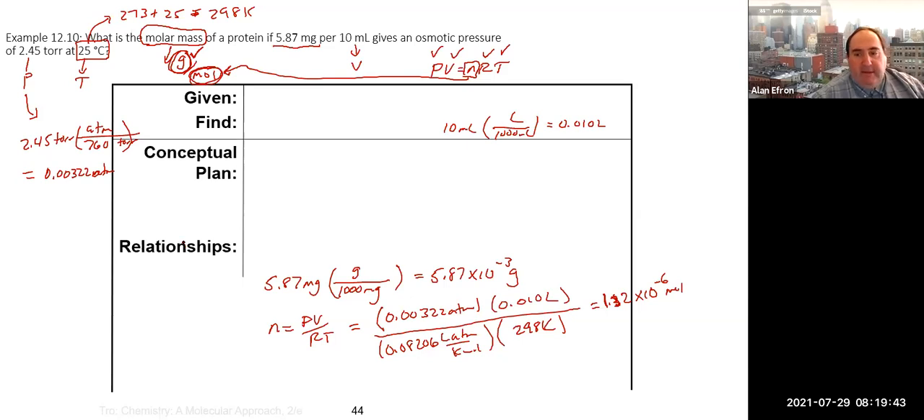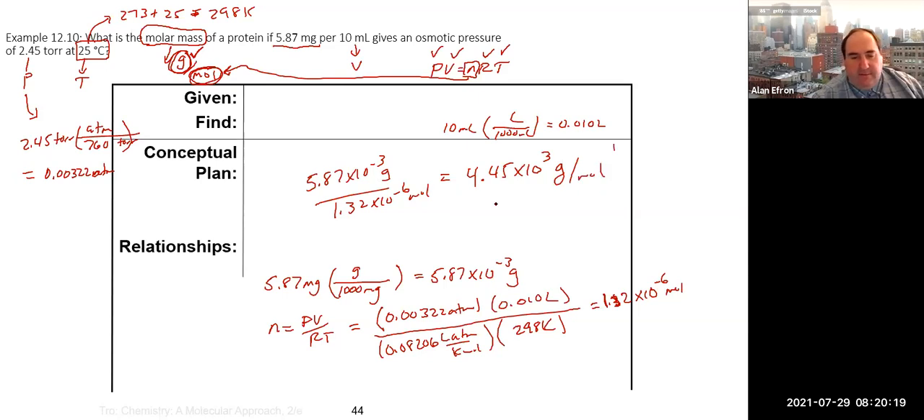So pretty much we have everything that we need now to calculate our molar mass. We're simply going to divide those two numbers. So we'll do 5.87 times 10 to the minus 3 grams divided by our 1.32 times 10 to the minus 6 moles. And that will yield us approximately 4.45 times 10 to the 3. And again, the units don't cancel, so that is grams per mole, which would be our molar mass here.